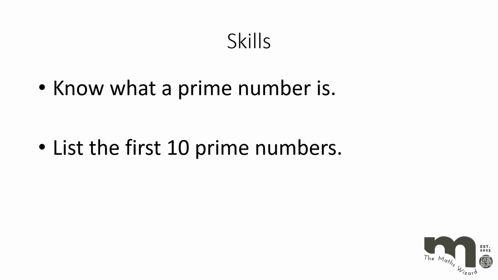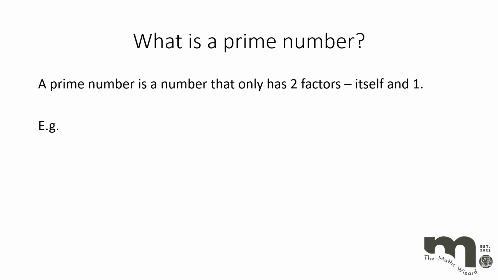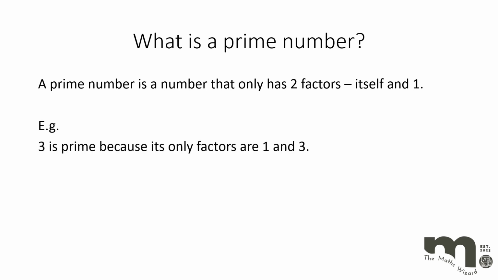So first of all, what is a prime number? Well, a prime number is a number that only has two factors. So it will only have two whole number factors, which will be the number itself and 1. If we look at some examples, 3 is a prime number because its only factors are 1 and 3. So it's only in the 1 times table and the 3 times table. So it therefore must be a prime number.